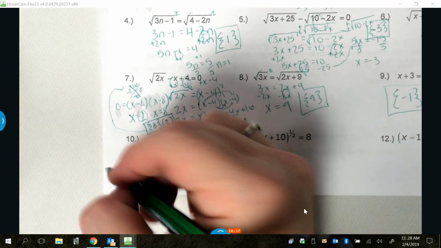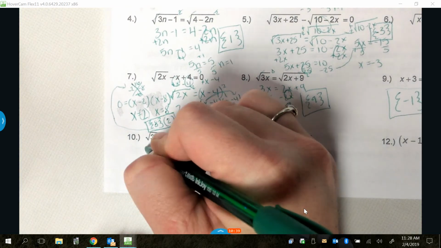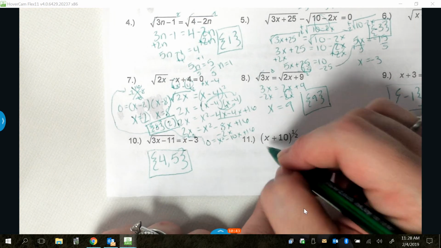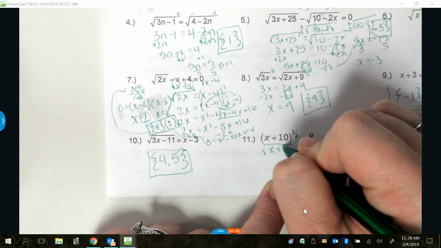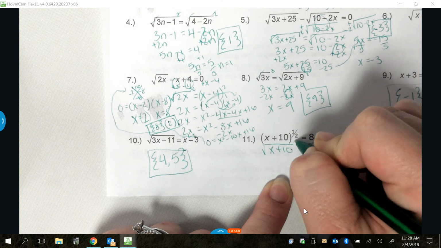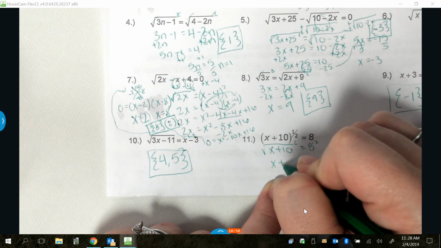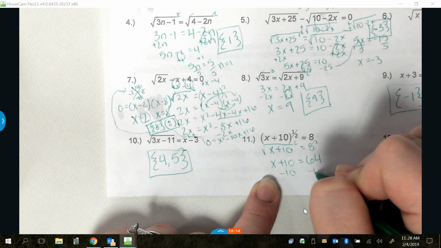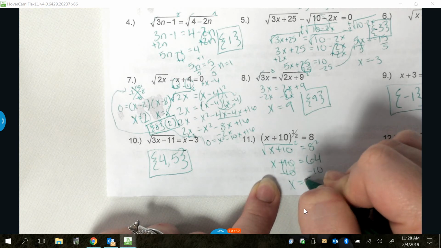Don't let these throw you off. It just means a radical. It's the same thing as writing square root of x plus 10 equals 8. So we're going to square both sides and get x plus 10 equals 64. Subtract 10 from both sides, get x equals 54.